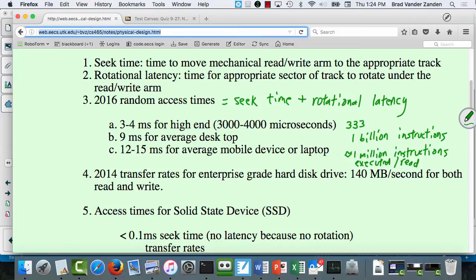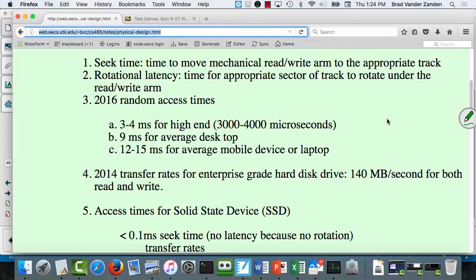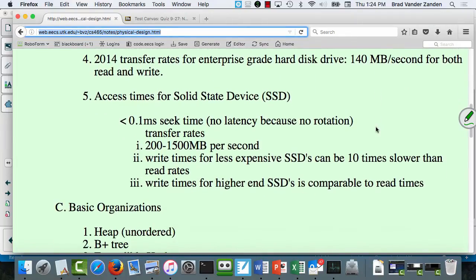So what is becoming more common is solid state, and it has almost no seek time. The time to locate where the piece of memory is less than 0.1 millisecond. Transfer rates have gone up by about 2 times in the last 2 years. In 2014, it was about 100 to 600 megabytes per second. Now it's 200 to 1500 megabytes per second. That's a huge range, and that's because solid-state memory varies in its quality.